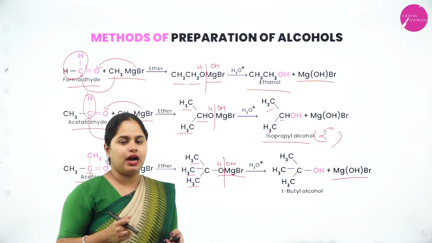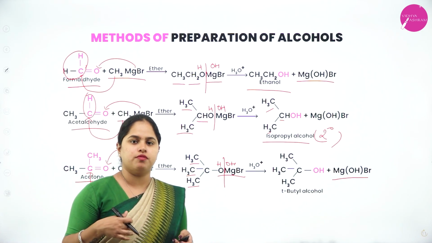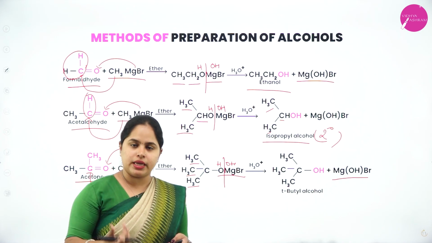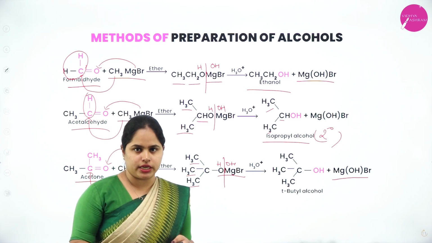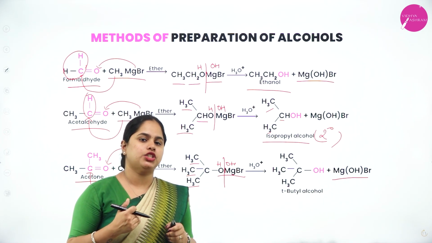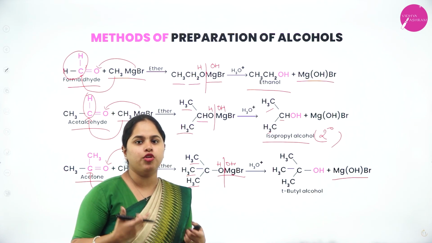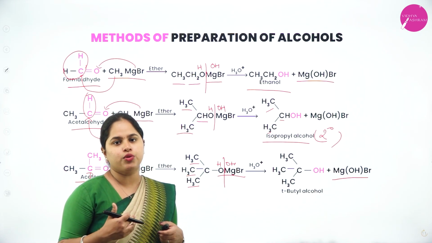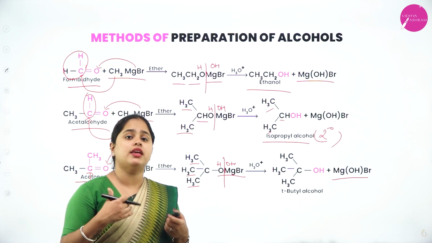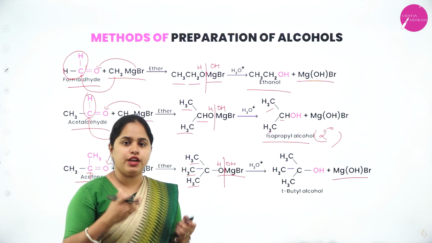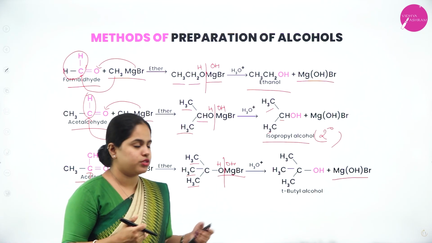So this is the reaction of Grignard reagents from which you can form a primary, secondary or tertiary alcohol. From a Grignard reagent, if you want to form a primary alcohol, you need to use formaldehyde. If you need a secondary alcohol, you need to use any other higher aldehyde. And if you need a tertiary alcohol, you need to use a ketone.